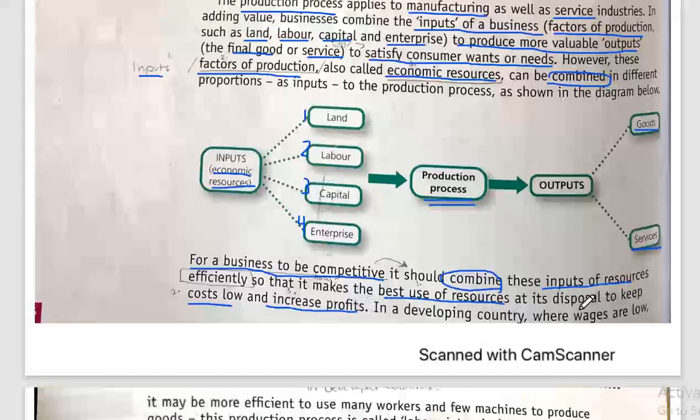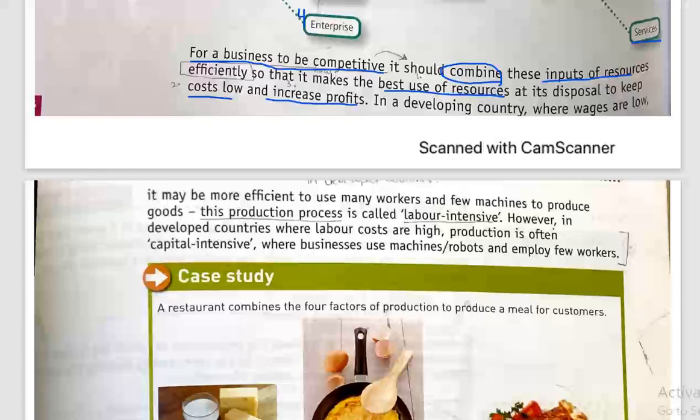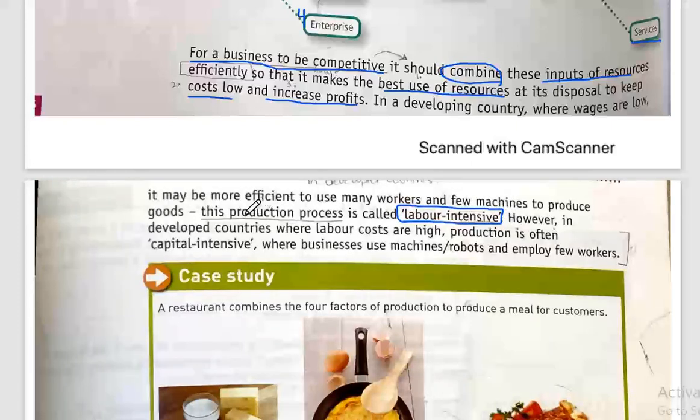In a developing country where wages are low, it may be more efficient to use many workers and few machines to produce. This production process is called labor intensive. So we have two types of production process: labor intensive and capital intensive. Pay attention over here. When I say the production process is labor intensive, it means that a factory is using many workers and few machines, so the number of workers is more than the number of machines.